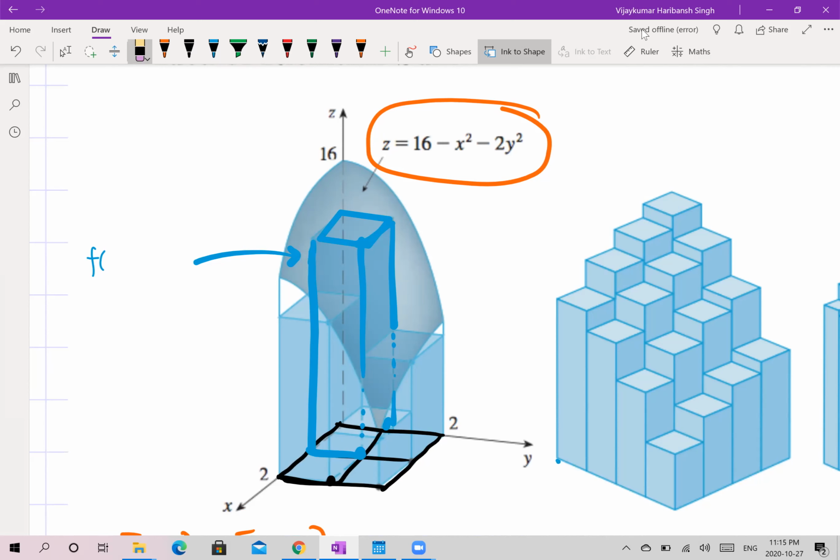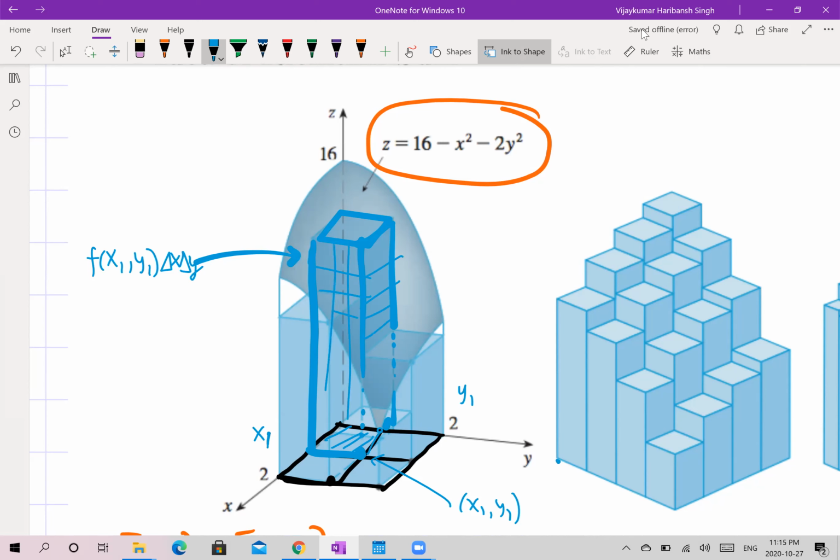So the x will be, let's call this x1, and this point be y1. So this point will correspond to x1, y1. So we are taking f of x1, y1 times, what is the width of this guy? This is going to be the area of this rectangle, which is going to be delta x times delta y, right? So this will give me the whole volume of this solid.